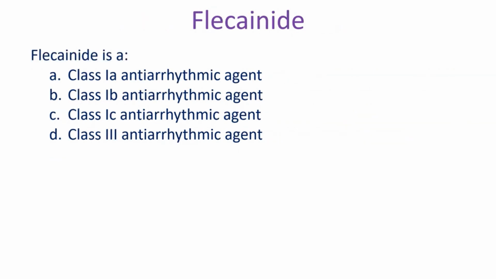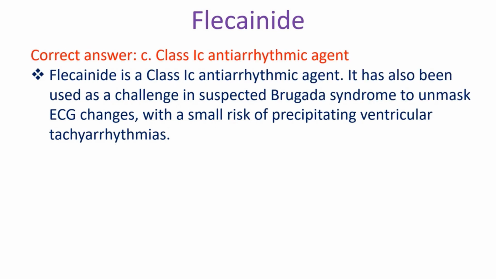Flecainide is: A. class 1A antiarrhythmic agent, B. class 1B antiarrhythmic agent, C. class 1C antiarrhythmic agent, D. class 3 antiarrhythmic agent. Correct answer C, class 1C antiarrhythmic agent. Flecainide is a class 1C antiarrhythmic agent. It has also been used as a challenge in suspected Brugada syndrome to unmask ECG changes, with a small risk of precipitating ventricular tachyarrhythmias.